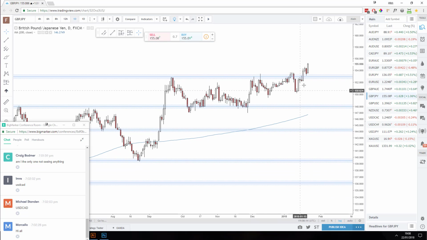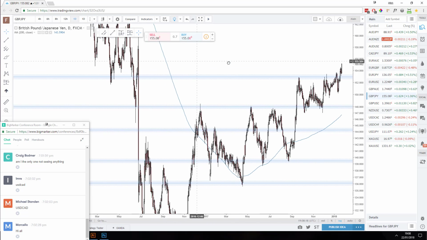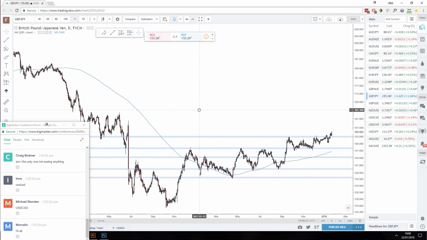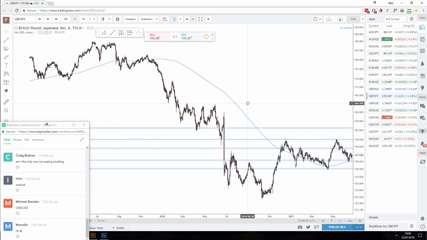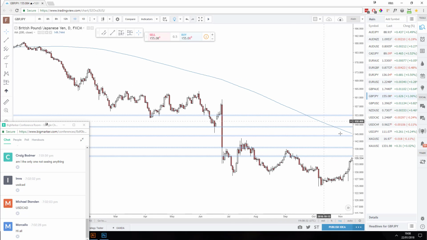GBPJPY is making new highs above this pretty strong resistance area. It's finally gotten above it. It's the highest it's been for quite some time now, since mid 2016. So it's pushing up to quite some significant new highs. Pretty good for GBPJPY. I'm going to keep a close eye on this.